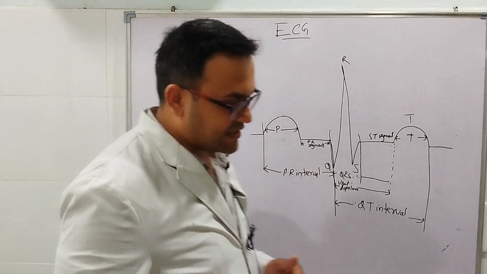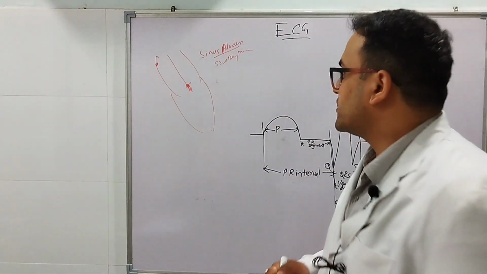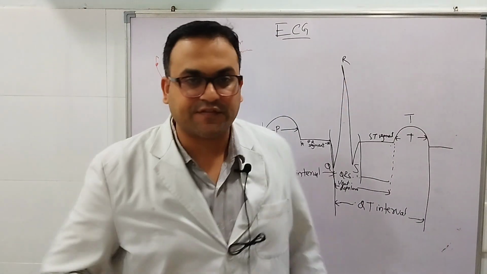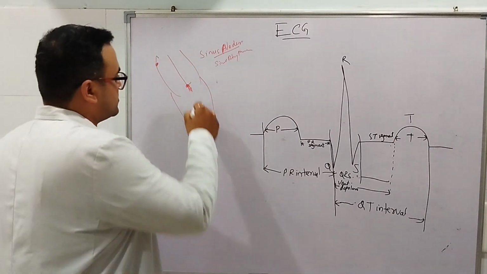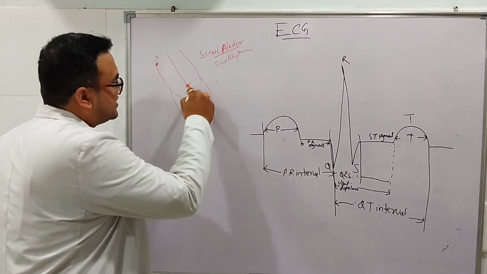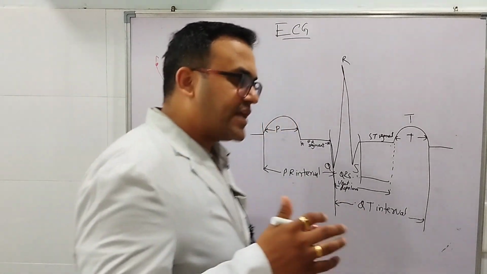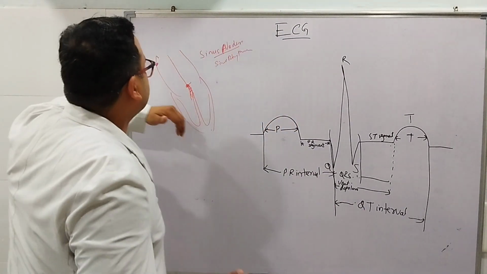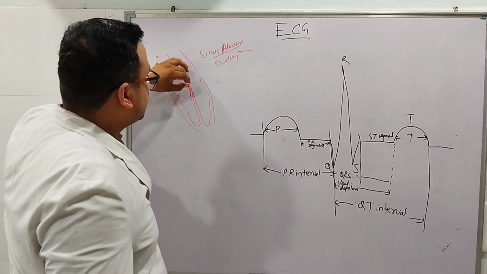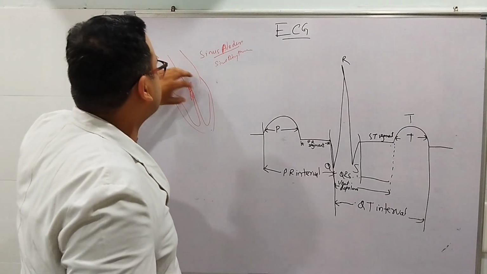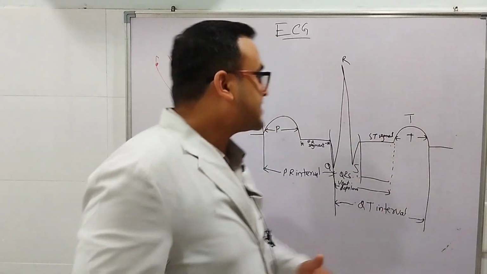Normally what happens is these all keep on firing, like the sinus node keeps on firing, the AV node also tries to fire, then the other channels also want to fire. Every time they want to fire, but once the electricity comes from the sinus node, they do not get the chance to fire and they conduct the electricity which is coming from the sinus node.